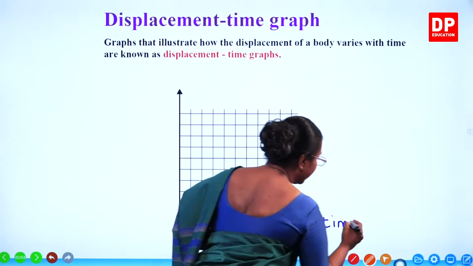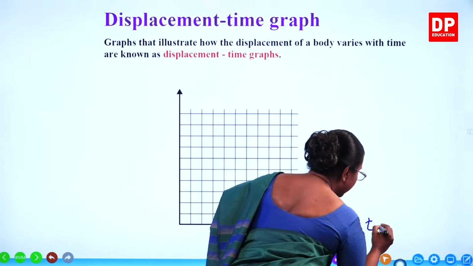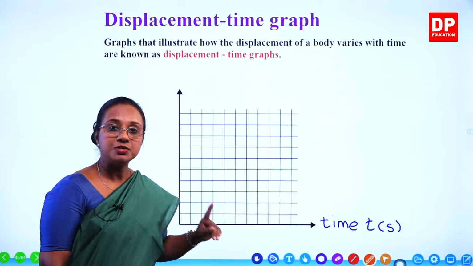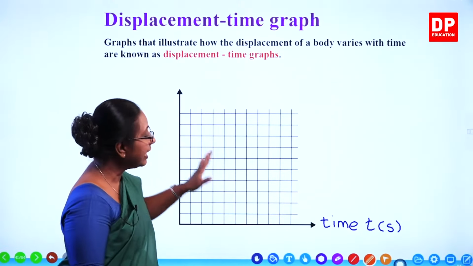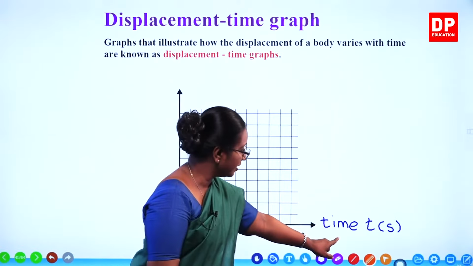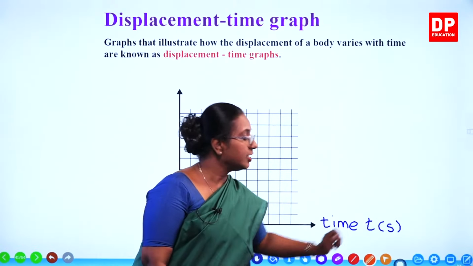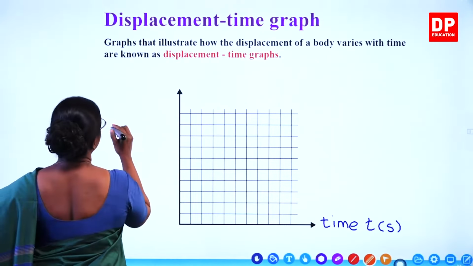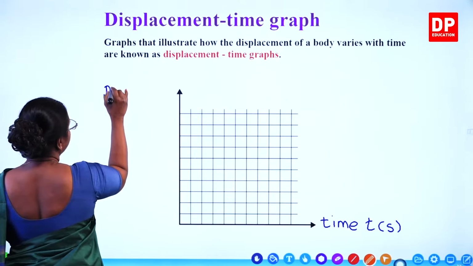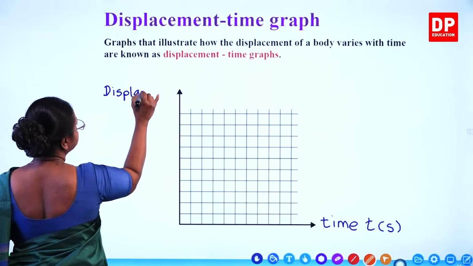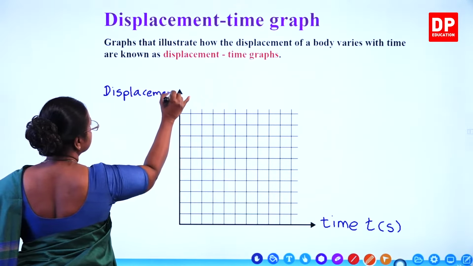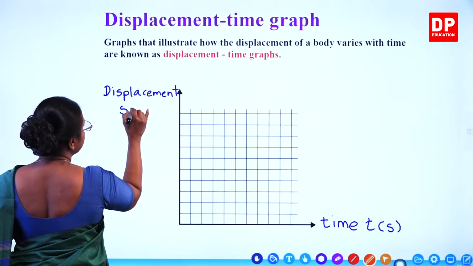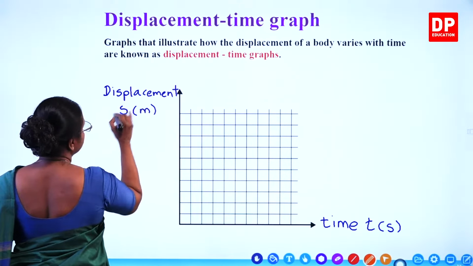You have to write the name, then use the symbol T, and within brackets you have to write the unit. Remember students, always when you label the axis, you have to have the name, the symbol and the unit within brackets. This is time. And on this axis, the y-axis, we have displacement. Displacement, we use the symbol S and the unit meters.